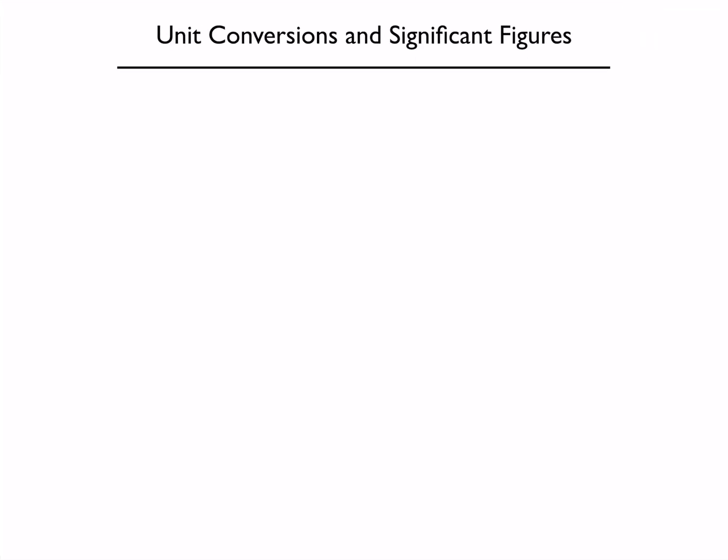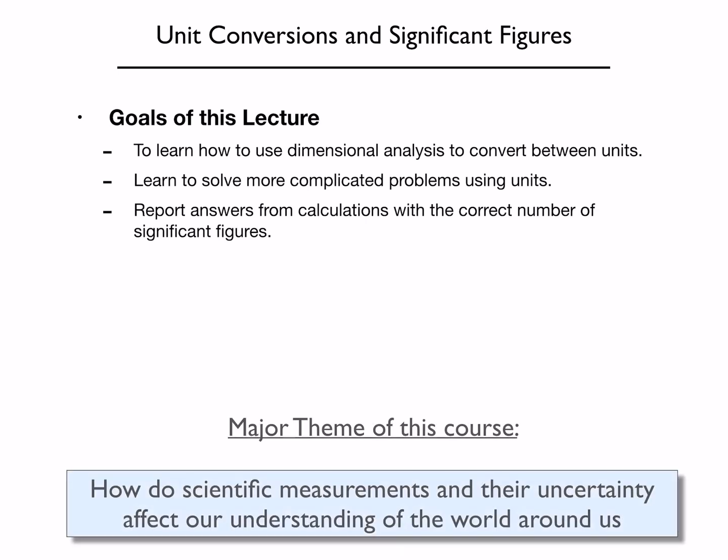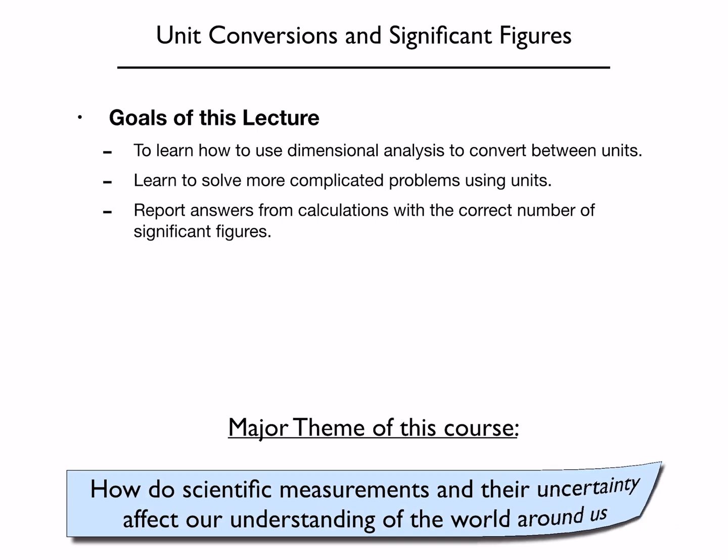So this lecture is going to go over how to complete unit conversions and also a reminder about significant figures. So the goals are to learn how to use dimensional analysis to convert between units, and to solve some more complicated problems using your units, and to report these to the correct number of sig figs. So again, this ties into our theme of the course of scientific measurement and their uncertainty, and how that affects our understanding of the world around us.